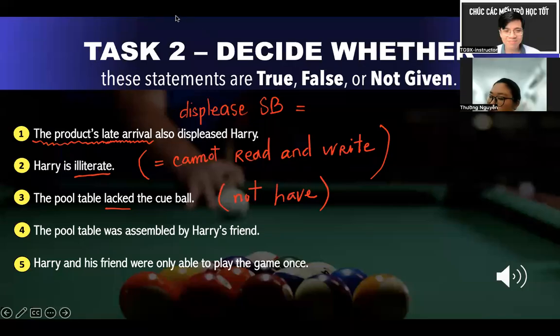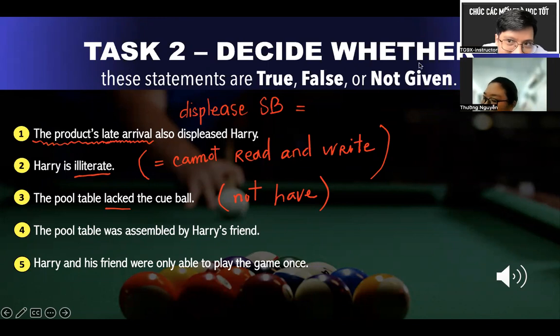And number 2 is false. Yes, it's false, because the instruction booklet is in Polish and Spanish. Yes, he cannot speak it. Number 3 is true.